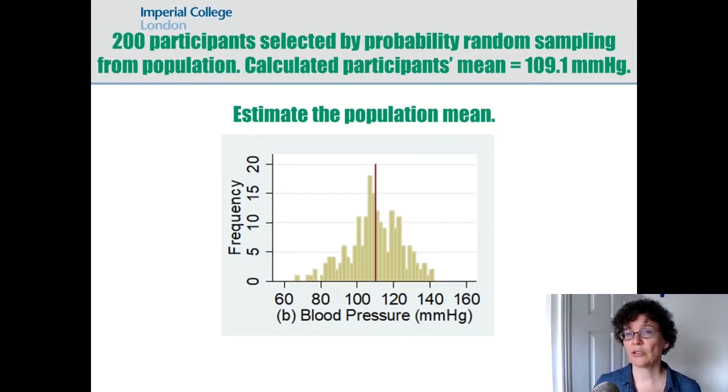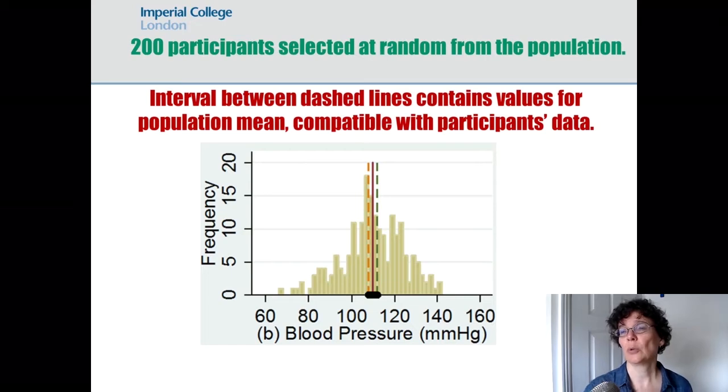This shows a very much larger sample size of 200 participants, again selected by probability random sampling from the population. The calculated participants mean is 109.1, and therefore we might as well guess that the population mean is going to be around about 109.1, and because it's a big sample size we've got a fair bit of precision in this estimate, and so there's only going to be a fairly narrow range of values with population mean blood pressure, as shown here, which are compatible with the participants' data.